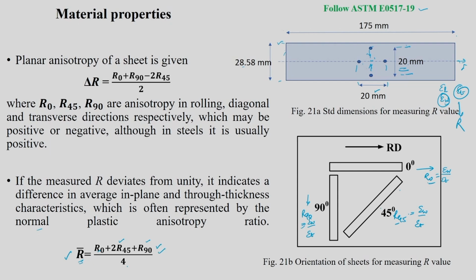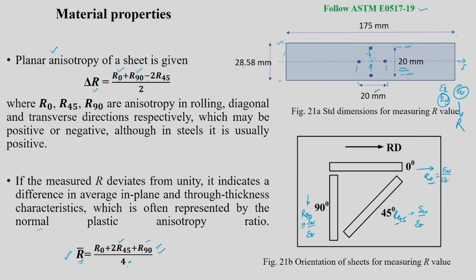Okay, and how the R value changes in the plane of the sheet can be referred to with respect to planar anisotropy, which is given by delta R. Delta R is nothing but (R0 + R90) divided by 2, minus R45. Otherwise, you can also write (R0 + R90 - 2 R45) divided by 2, where R0, R45, R90 are plastic strain ratios in the rolling, diagonal and transverse directions. This delta R can be positive or negative in nature. This is an average quantity of R0, R45 and R90.